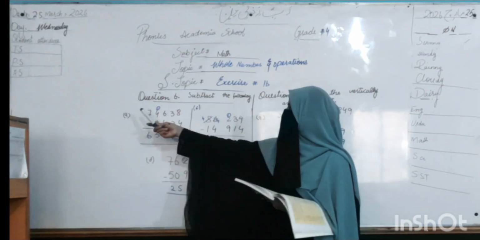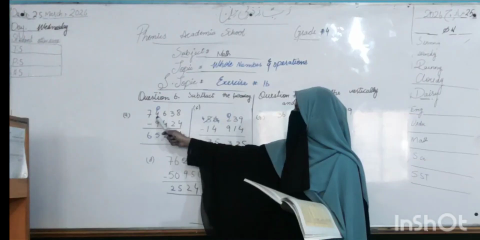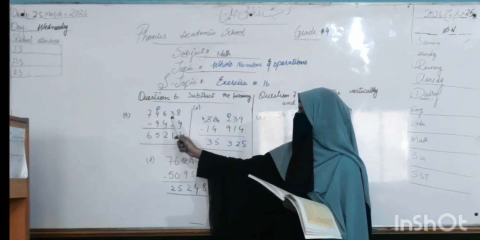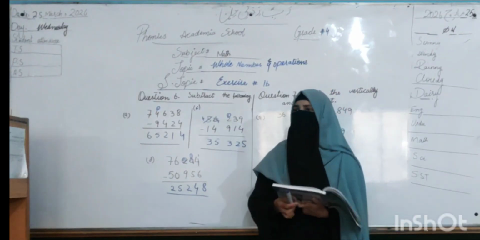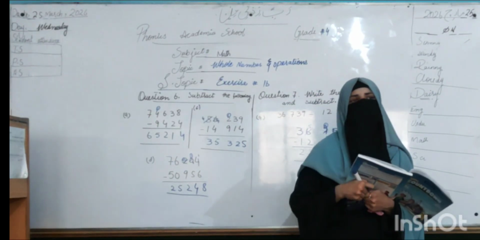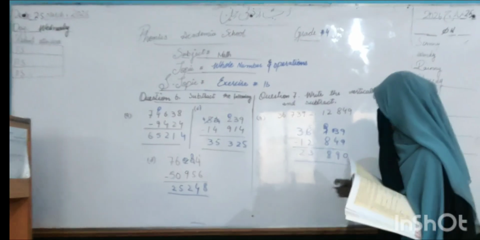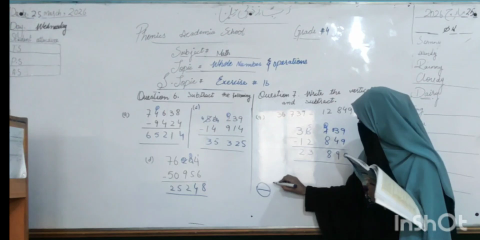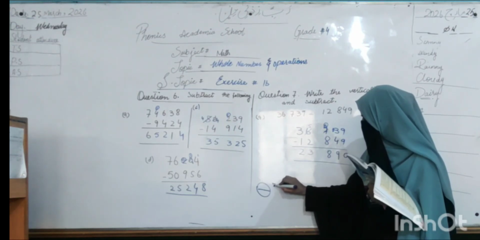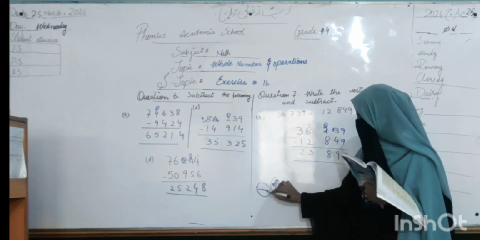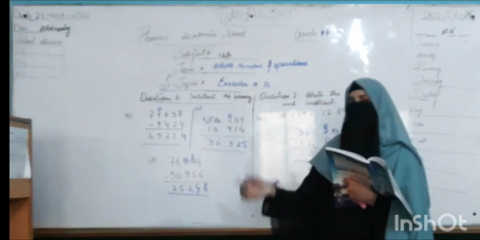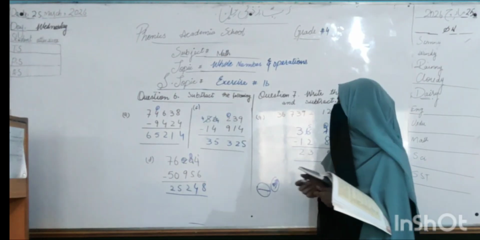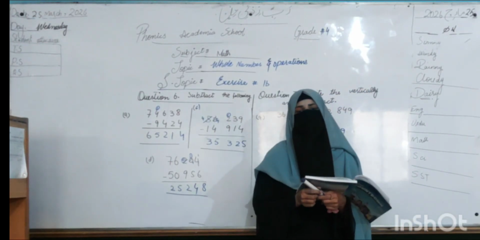So question number A of question number 6: 74,638 subtract 9,424. So students, you now read what is meant by subtraction. Subtraction means minus. This sign is the operator for minus. This sign means minus. Subtract, do subtraction. Subtraction means values to be subtracted, means minus karna.